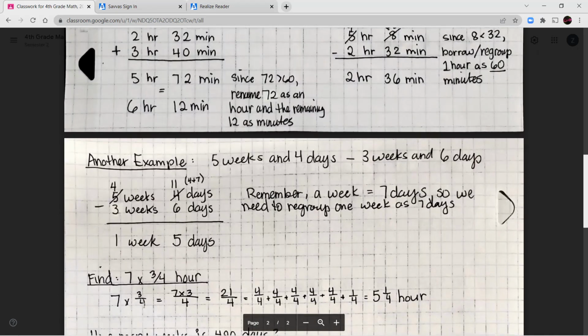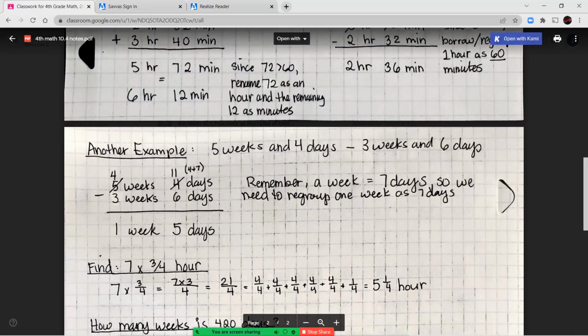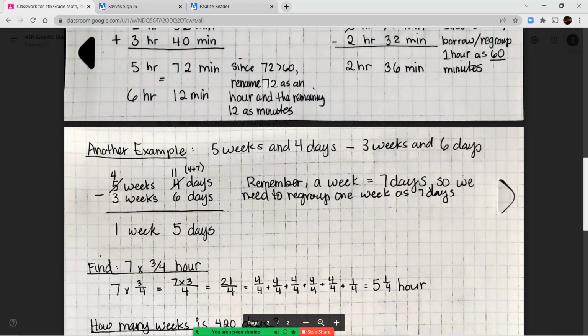All right, now let's do something a little bit different. Let's find 7 times 3/4 of an hour. So this is the same multiplication that we've done before. We're going to do the 7 times the 3 over the 4th. So that's 21 over 4. Now we're going to rewrite the improper fraction. So 7 times 3/4 hour will give me 5 and 1/4 hour, because 4 times 5 is 20, plus 1 more fourth will give me the 21/4.